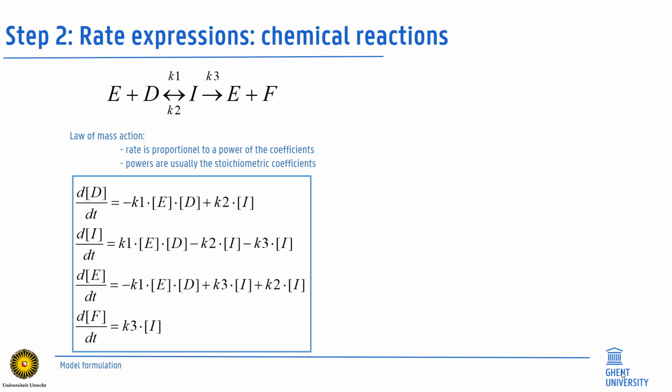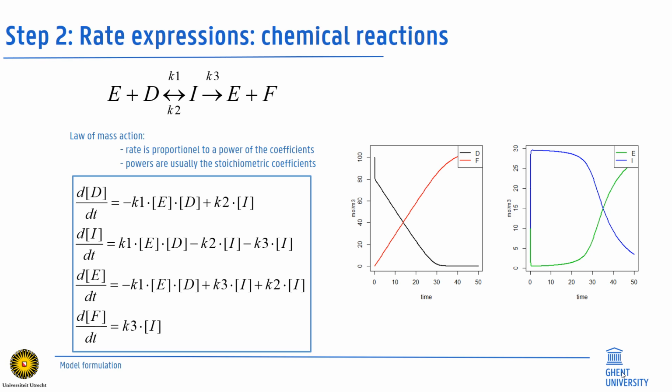Or translated into the eventual differential equations, this gives the following, with for instance dD/dt being minus K1 times E times D plus K2 times I, and dI/dt being equal to K1 times E times D minus K2 times I minus K3 times I. Put into a graph, you see that any increase in F is eventually accompanied by a joint decrease of the concentrations D and I in the interactions, as they are the fuel for the production of F.